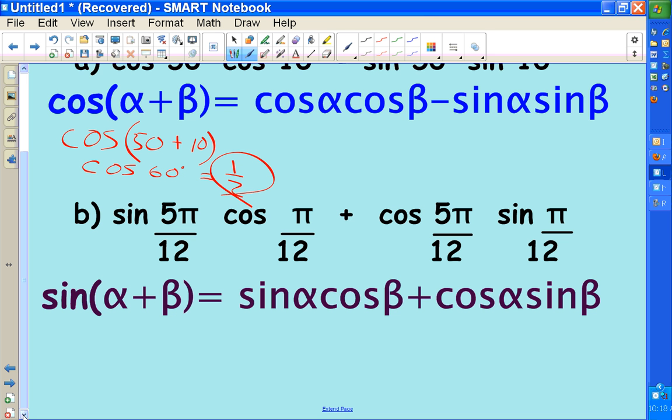All right, so for this problem, now you see that we're sine, cos, sine. So we're doing the sine of a sum. So it's the sine of 5 pi over 12 plus pi over 12.